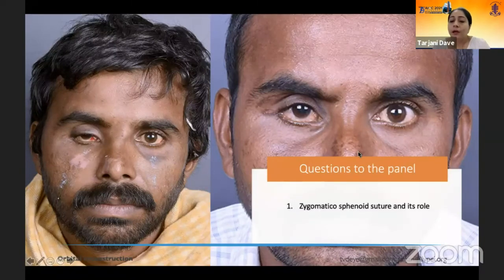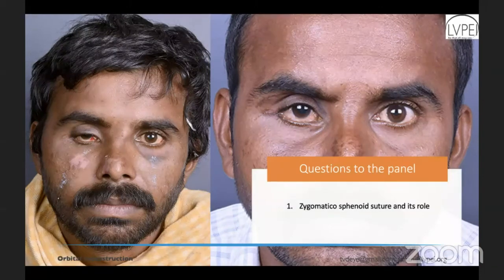Would you actually, while performing your open reduction internal fixation, dissect along the inner wall of the lateral wall, along the orbital side of the lateral wall, look at what has happened to your zygomatico-sphenoid suture, see whether it is aligned or not before you actually go ahead and perform your fixation at the frontozygomatic and sometimes at the body of the zygoma. Yeah, Tajni, am I audible?